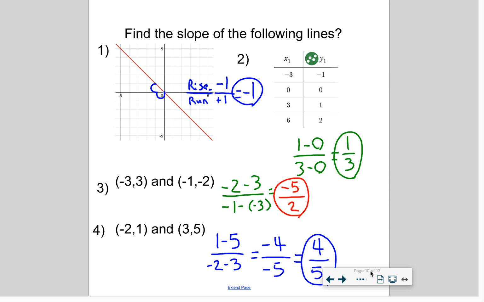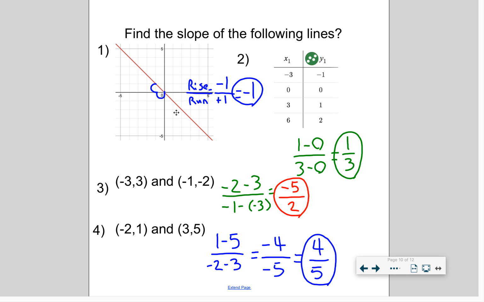So what you should have gotten is, for this one, our rise, we are going down 1. So if our rise is going down 1, we need to represent that as a negative number. So it's going to be negative 1. My run is still positive though, right? I'm going from here, I'm moving to the right. And so my run is going to be positive 1. Negative 1 over positive 1 gets me negative 1.